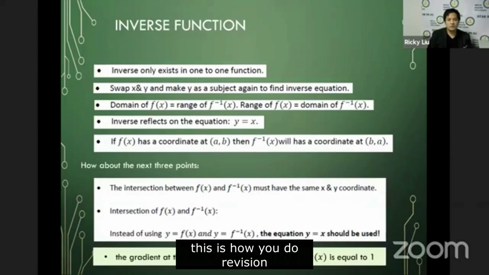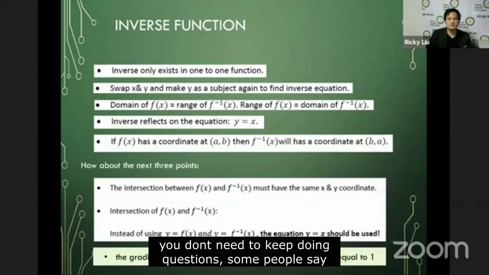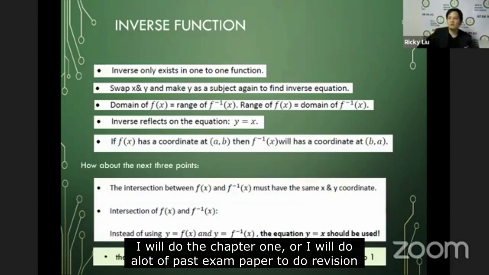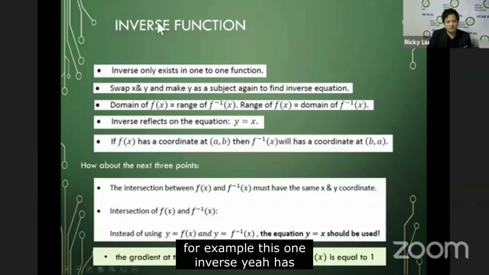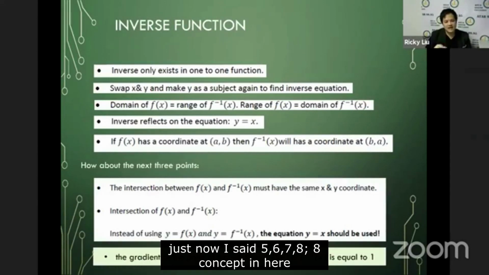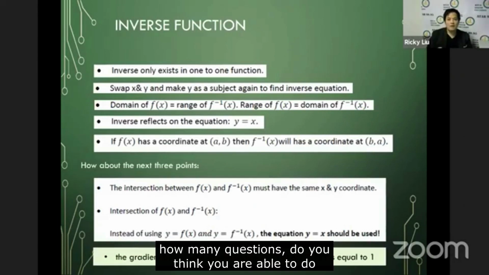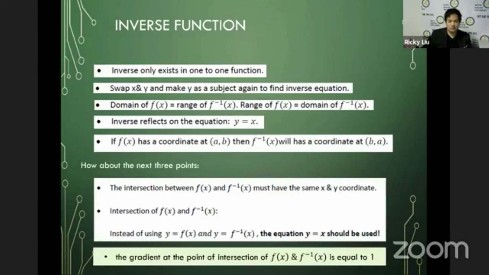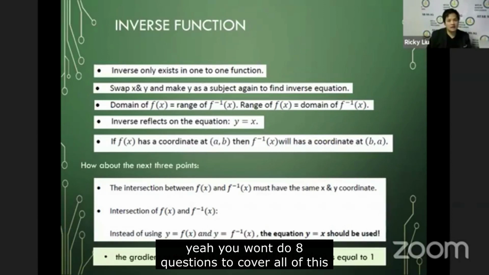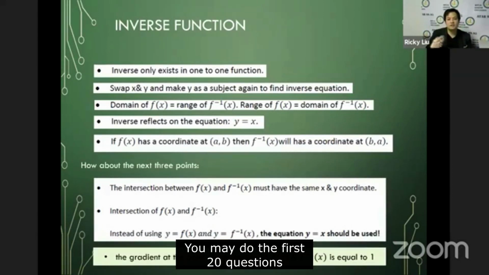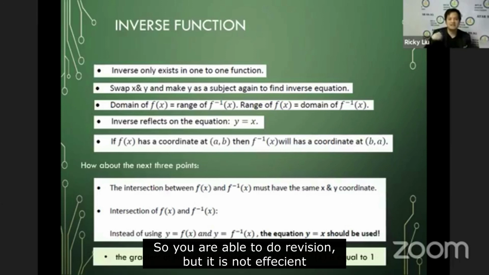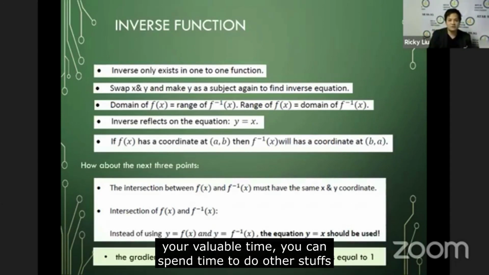This is how you do revision. You don't need to keep doing questions. Some people say, I will do the checkpoint, or I will do a lot of past exam papers to revise. For example, this inverse topic has, just now I said, 5, 6, 7, 8 concepts. How many questions do you think you need to do to cover all this? You won't do 8 questions to cover this. You may do the first 20 questions, and 18 of them only cover the first 5. You keep repeating the same thing. So you can do revision, but it's not efficient. We're looking for high efficiency, for your valuable time, so you can spend time doing other stuff.